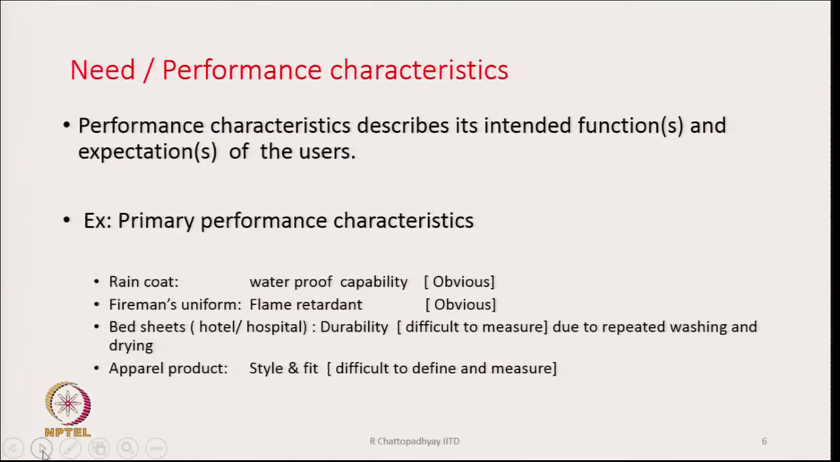For a fireman's uniform, the performance characteristic will be flame retardancy, so that it should not catch fire when the fireman goes inside the fire. Bed sheets which are going to be used in hotels or hospitals, and bed sheets which are going to be used in domestic use, will have slightly different characteristics. In the hotel or hospital industry, the bed sheets have to be very durable.